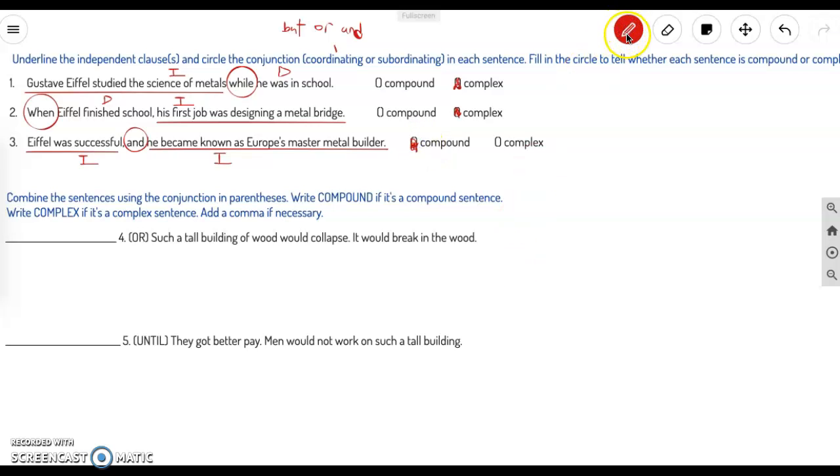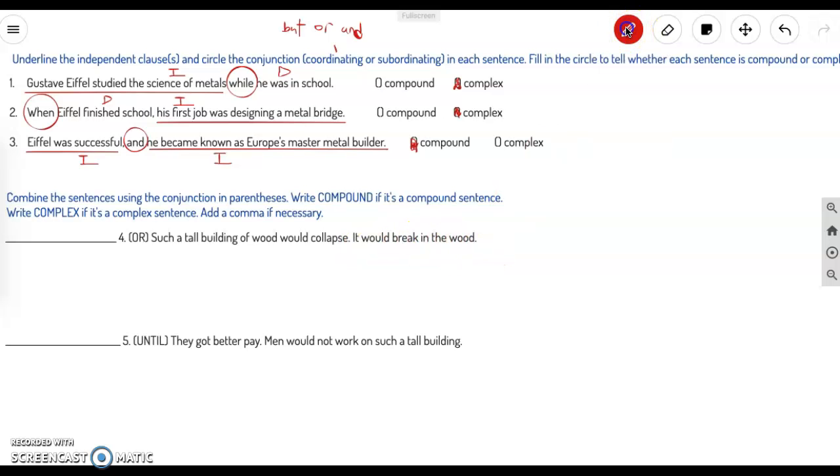Next exercise. Combine the sentences using the conjunction in the parentheses. Write compound if it's a compound sentence and write complex if it's a complex sentence. Add a comma if necessary. Number 4. Our conjunction is or, which is what kind of conjunction? Coordinating. Such a tall building of wood would collapse, it would break in the wood.